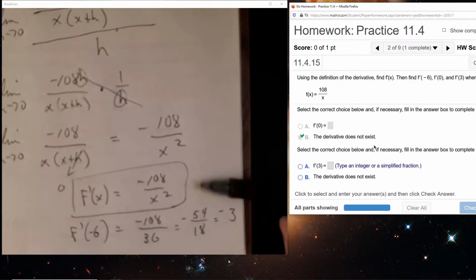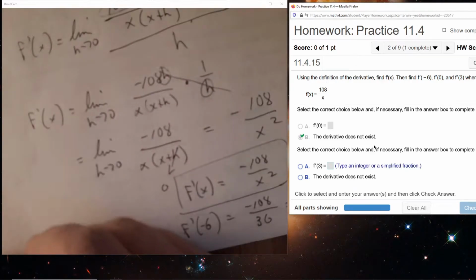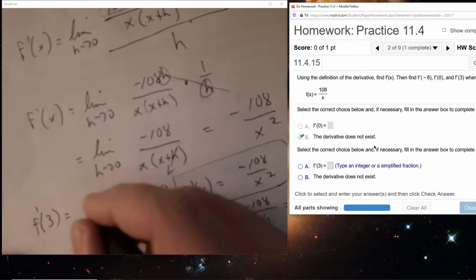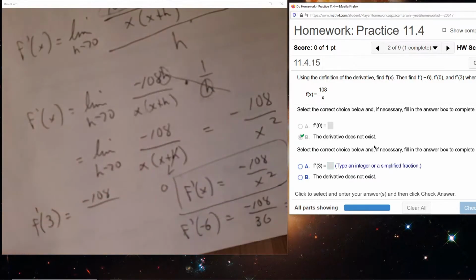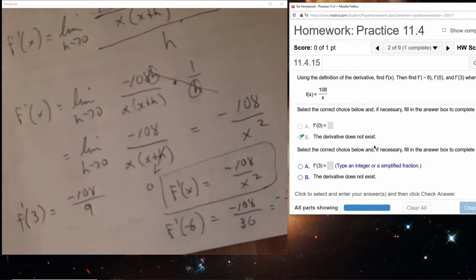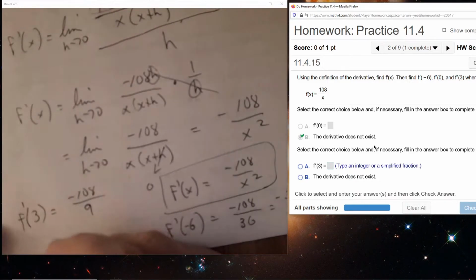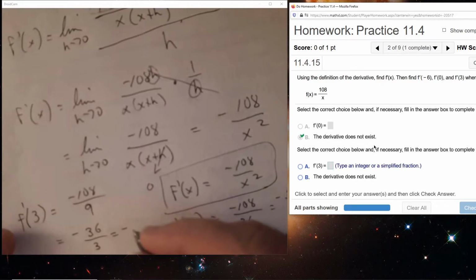And then f prime of 3, so we'll plug 3 into this. And 3 squared is 9. And can we simplify that at all? We can. 3 would go in here 36 times. 3 goes in there 3 times, and that is actually then 12.